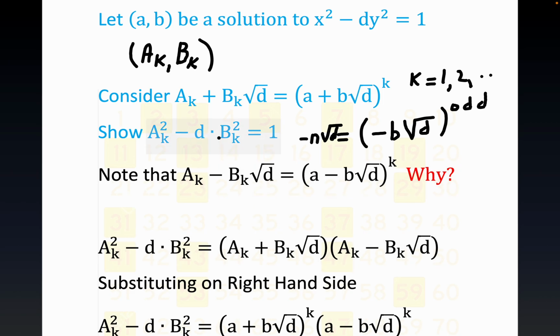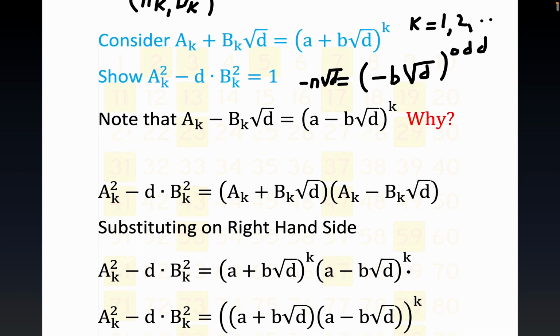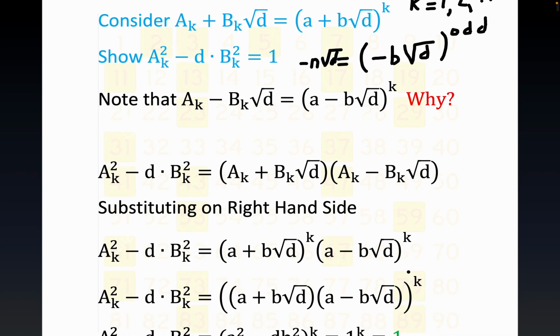Notice that this form is the difference of two squares. It's these two objects right here that we've just talked about. The rest of it is just laws of exponents, and there's not much to say here. It works out very nicely.